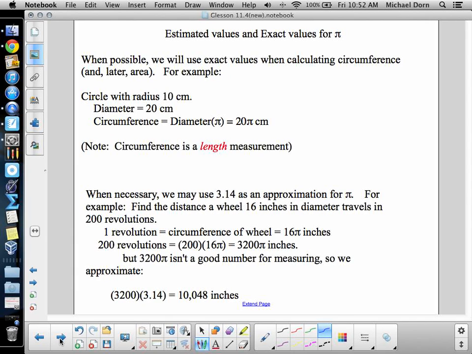If I wanted to, I could divide 10,048 by 12. That's 837 1/3 feet, or divide that by 3. That's 279.1 yards. Okay. How many miles? I don't know how many inches in a mile. 5,280 times 12 is 63,360 inches in a mile. So if I take 10,048 divided by 63,360, it's 0.159 miles, a little over a tenth of a mile. Okay?